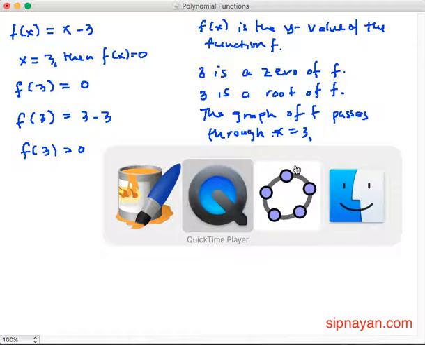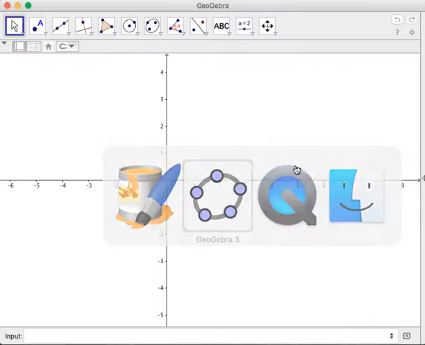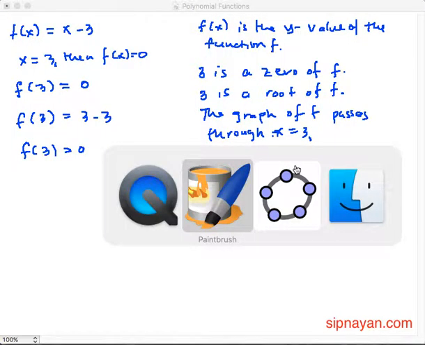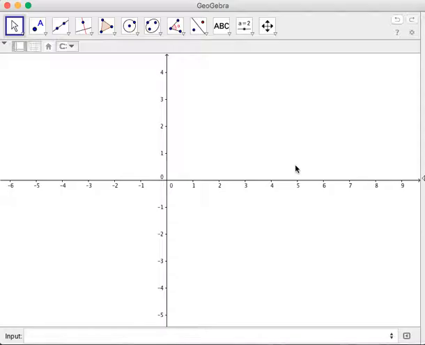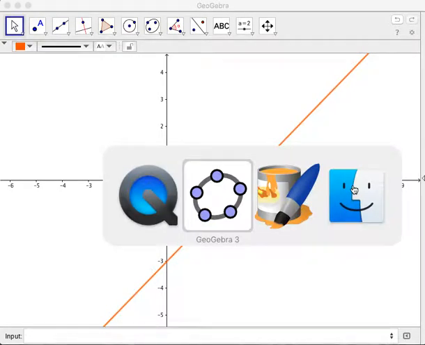So, pag ginraph natin yung x minus 3, tama ba tayo? Pwede natin i-graph yung f of x equals x minus 3. Dapat magpa-pass through siya dito sa 3. Saan ba yung x equals 3? Dapat mag-pass through dito yung graph niya, di ba? Which is correct. Now, let's have another example.